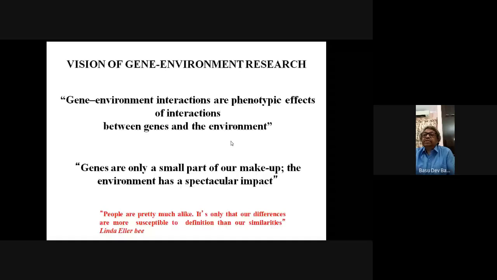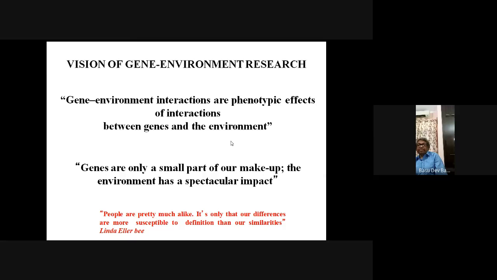Gene-environment interaction is basically a phenotypic effect of the interaction between gene and environment. As I told you, genes are a very small part of our makeup, and environment has a spectacular impact. So this is based on that.